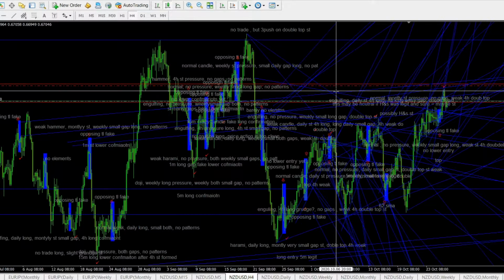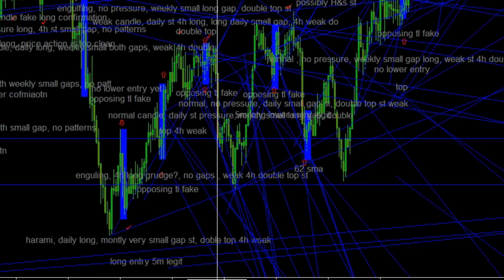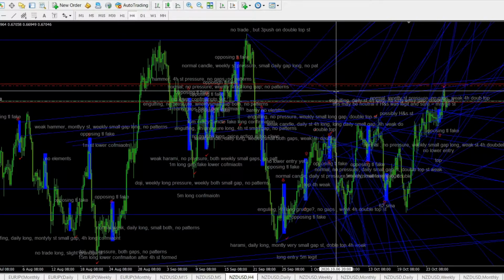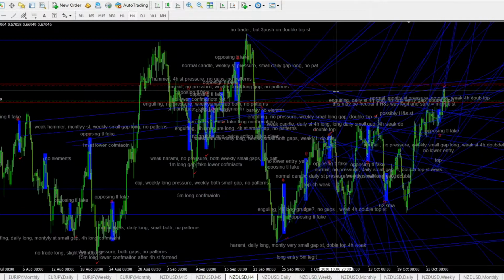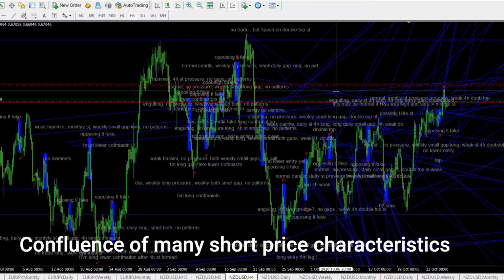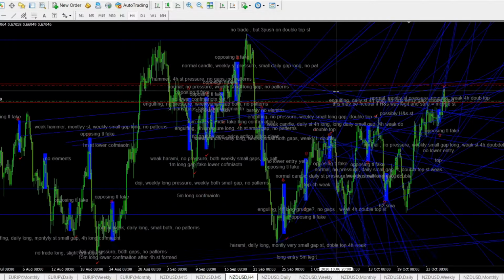I go back to the 4-hour chart and discover that the 4-hour price action on the daily trend line is not that strong. Which tells me, if the 4-hour chart forms a strong short entry, I could still take it. What defines a strong short entry for myself cannot be explained in just one video, but simply put, it is the confluence of many short price characteristics. For examples of these characteristics, please watch the playlist Price Action Strategies.